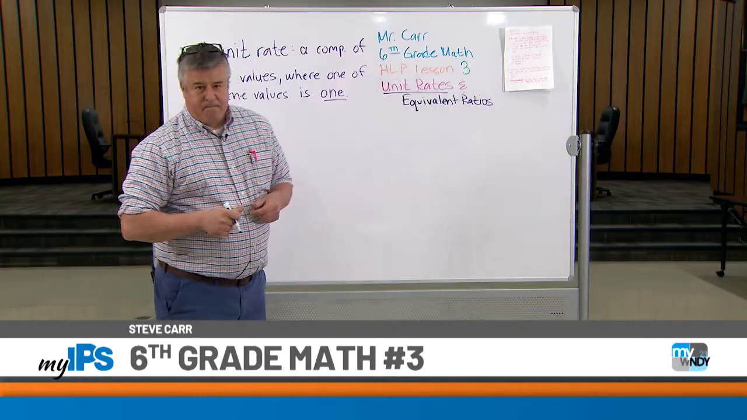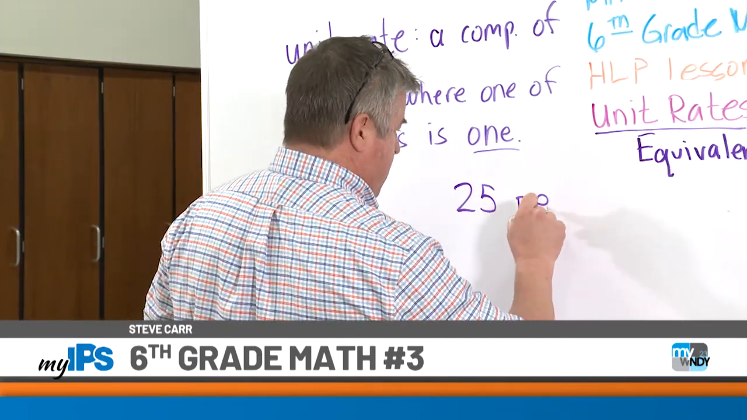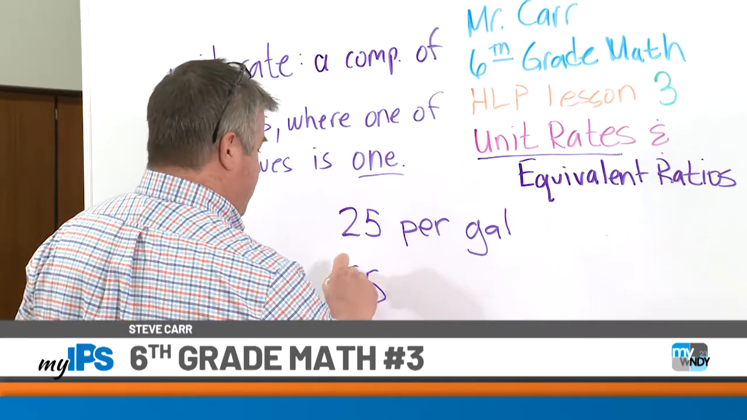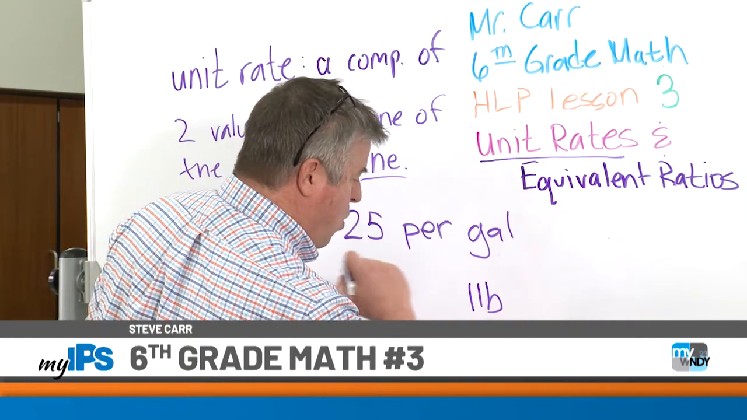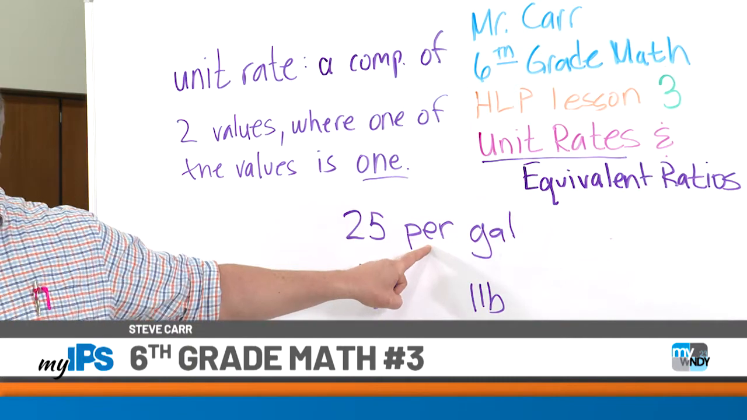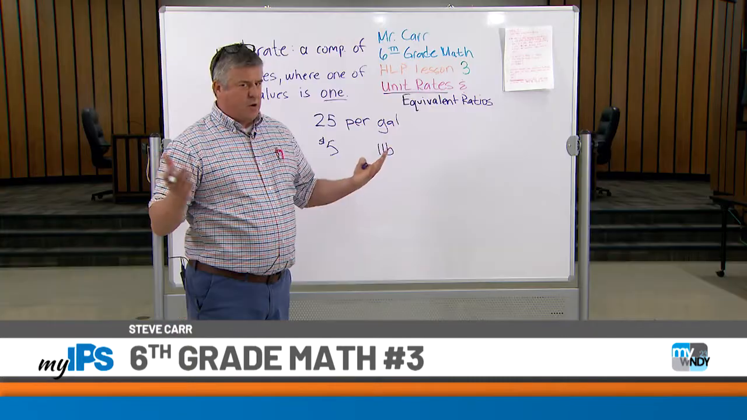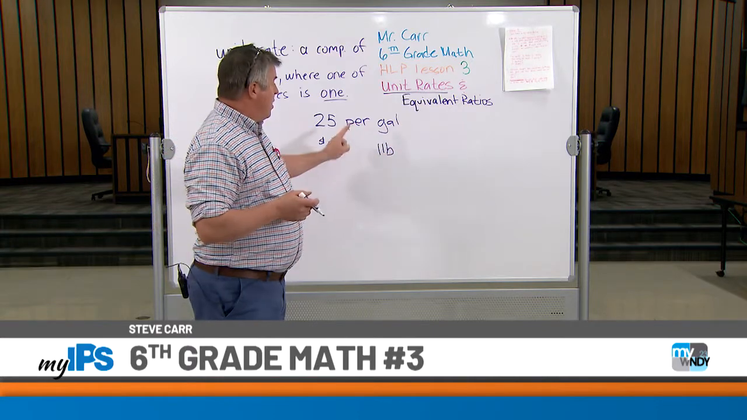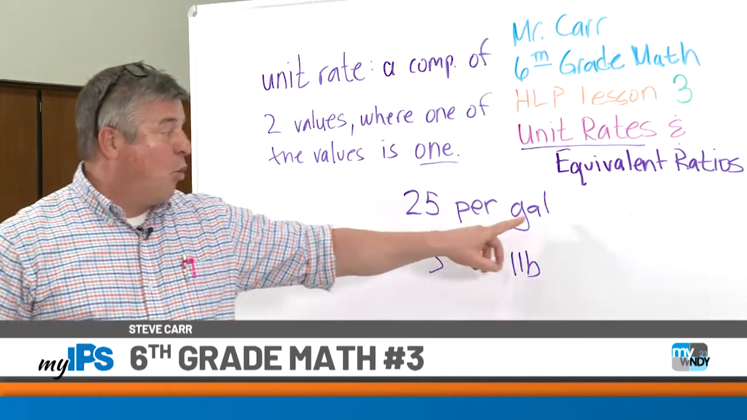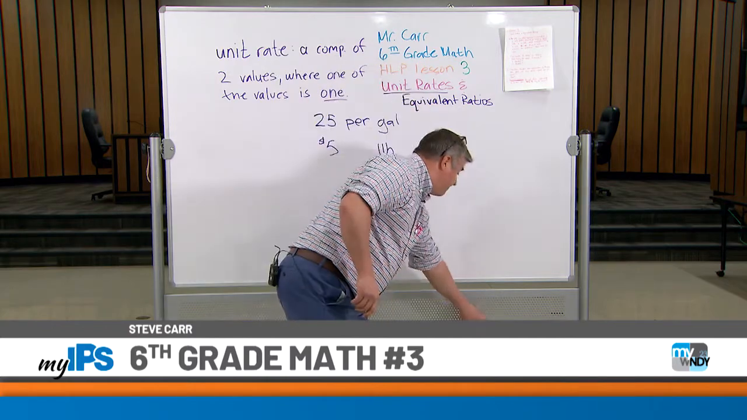What does that mean? 25 miles per gallon. $5 for 1 pound of avocados. We have a 1. Remember that per means for every. You're going to see this a lot, and a lot of times students say, well, I don't know, that's only 25. There's not a second number there. Per means for every, for 1. So this is 25 miles for 1 gallon. All right? That is a unit rate.